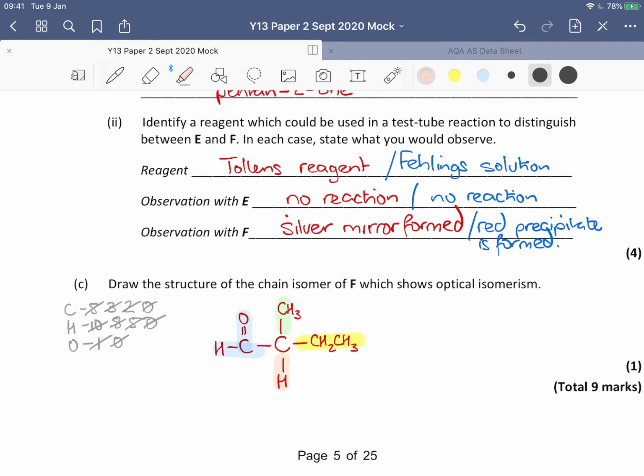And is it a chain? Yes, it is, because if I do the longest chain, so obviously the carbonyl is going to be part of that longest chain. The longest chain is there, and we do have a branch. So we have satisfied the fact that it is a chain isomer of F. Right, that's what we've done. And that is the end of that question. So if you have any queries, let me know, and I'll do my best to help.